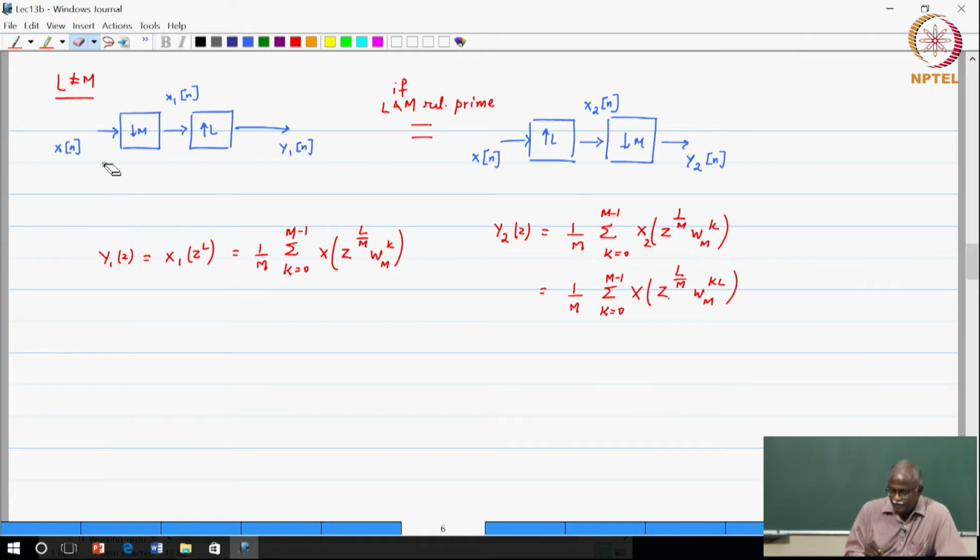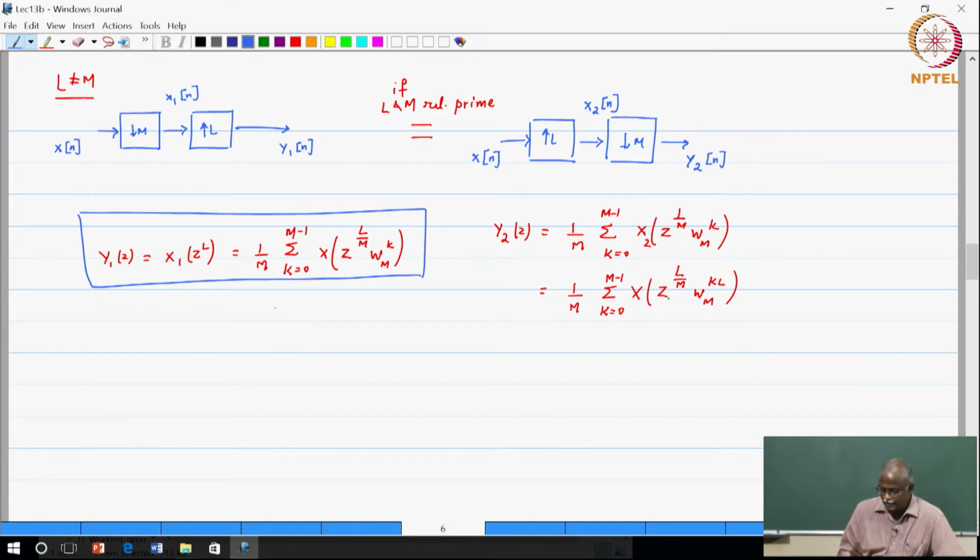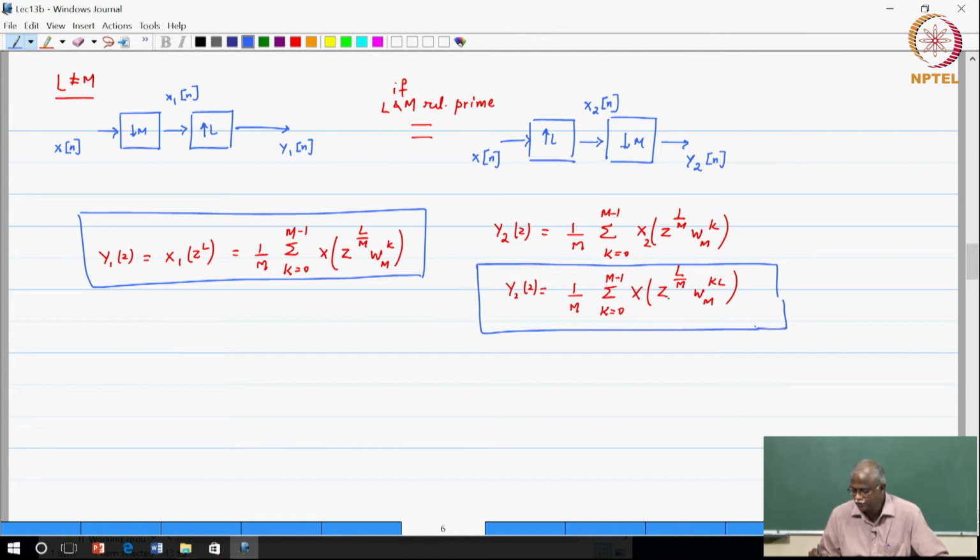We derived the expressions, and I will not rewrite them, except to highlight that in one case the expression has W_M^k, and in the other case it has W_M^{kL}. Based on the properties of complex roots of unity, you can show that if L and M are relatively prime, these two span the same set of roots, which means all the distinct roots of unity are spanned by both, and therefore they are equal.